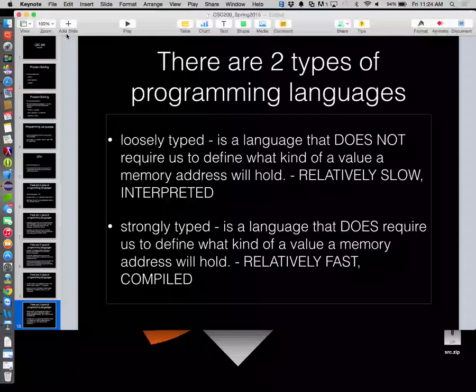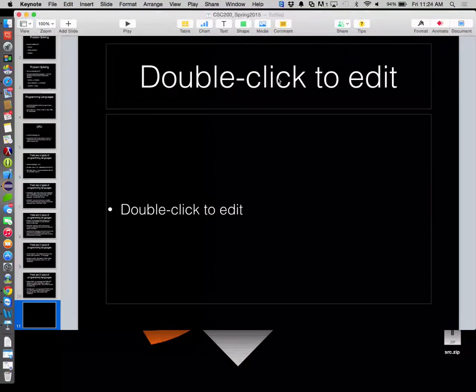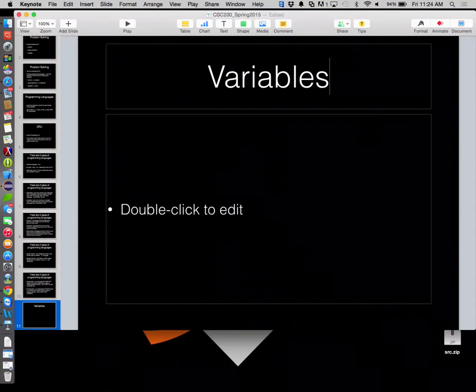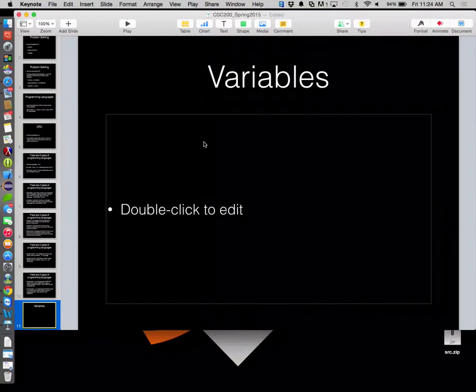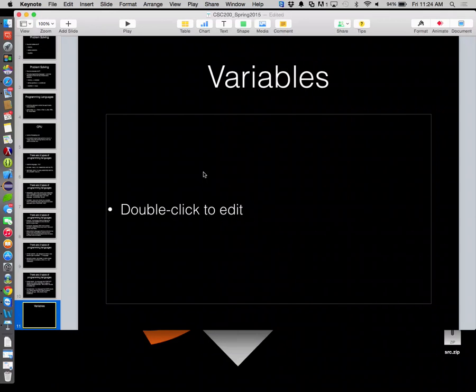This is going to segue us directly into starting to talk about variables. Remember back at our problem solving slide, human beings use memory, and programming languages emulate this through variables. We ask questions, and languages emulate this through conditionals. Repetition, languages emulate this through loops. So this will start our discussion on variables, and we'll look at it through the lens of Java first. But while we're introducing this, we're also going to start looking at GameSalad and see how a variable in Java is accomplished in GameSalad through something called an attribute.